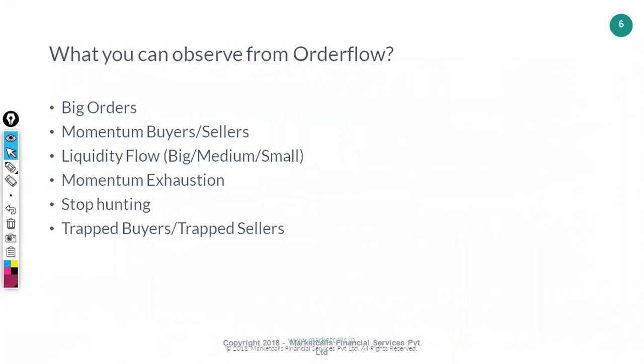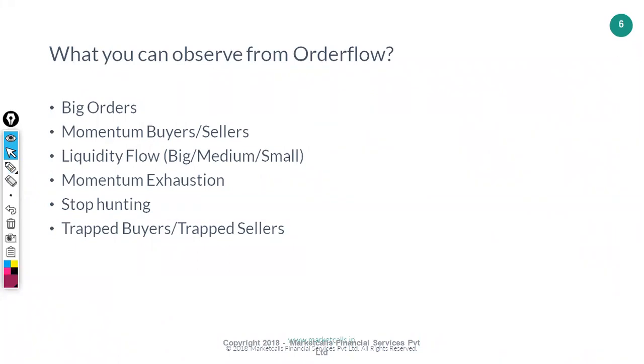So what can we observe from order flow? Order flow shows us at what price level the big orders are coming in. If you're looking at the candlestick, you will see which candle has a big volume. Whereas if you look into the order flow, inside that big volume candle, you can see at what price level exactly that big volume came in.